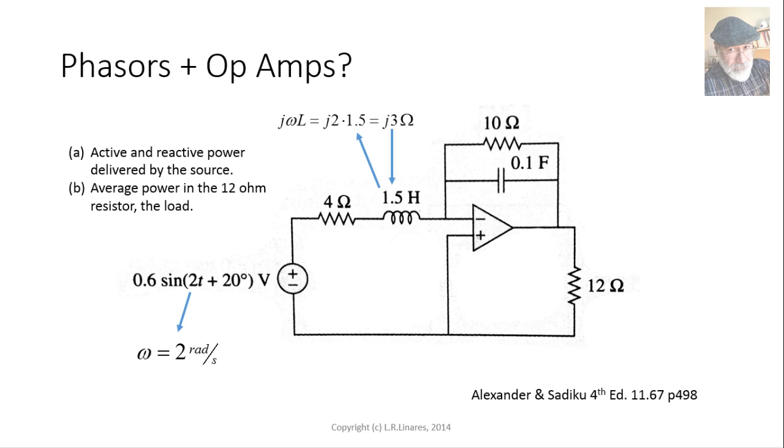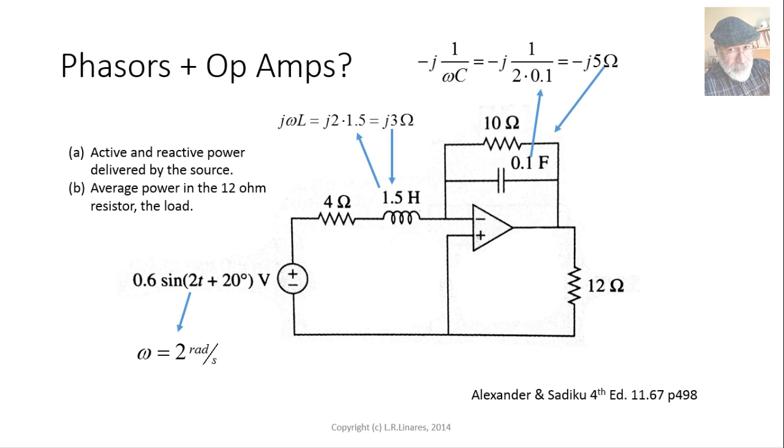We do something similar with the capacitor. Instead of 0.1 farads, we're going to write negative j times 1 over omega C. Omega again is 2 radians per second, and C is 0.1 farads. Negative j5 ohms, that will replace the value of that capacitance.